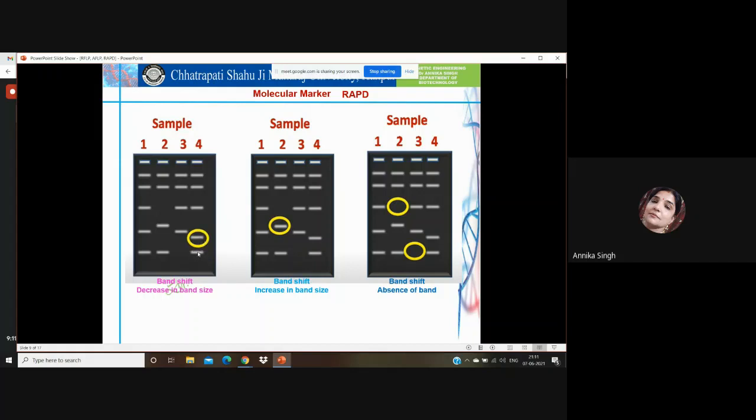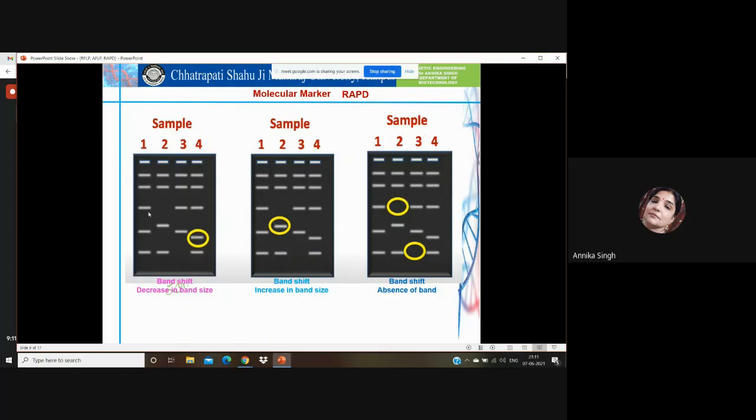It shows that the size of this DNA fragment decreases. While in case of sample 2, the band is shifted upward, and it shows that the size of DNA fragment is more than the size of DNA fragment which is present in sample 1, 3 and 4.